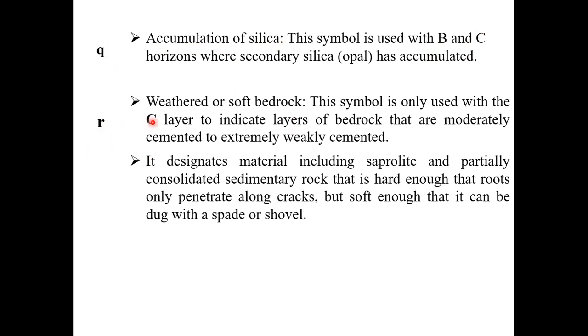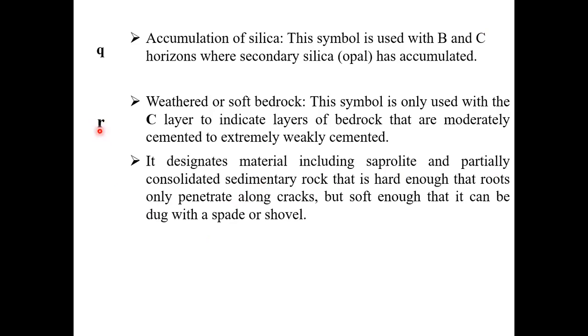So R means weathered or soft bedrock. Mostly you can see it in the C layer. You can see moderately cemented, weakly cemented conditions. So what kind of materials can we see in this type of R? We can see saprolite and partially consolidated sedimentary rocks. It is rock that is hard enough that roots only penetrate the cracks, but soft enough that it can be dug with a spade or shovel.